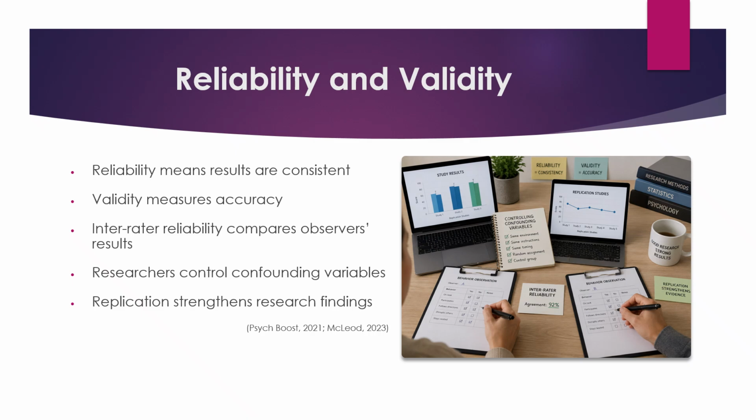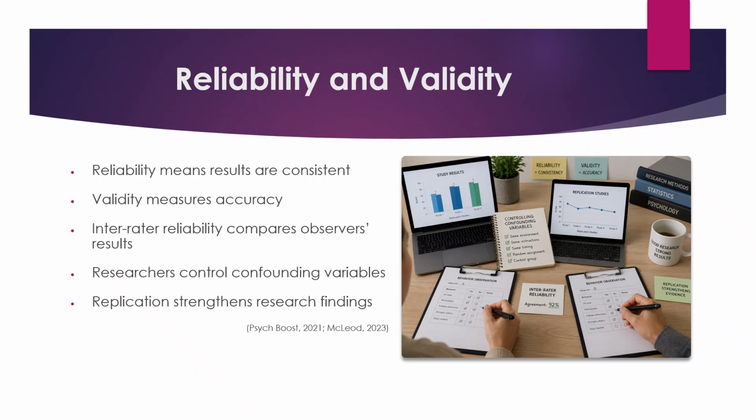Reliability and validity are both important because they help researchers know if a study can be trusted. Reliability means that the results stay consistent over time or when the study is repeated. Validity focuses more on accuracy and whether the study is actually measuring what it's supposed to measure. In observational studies, researchers may use something called inter-rater reliability, which is when multiple observers compare the results to make sure they are seeing and recording behaviors the same way.